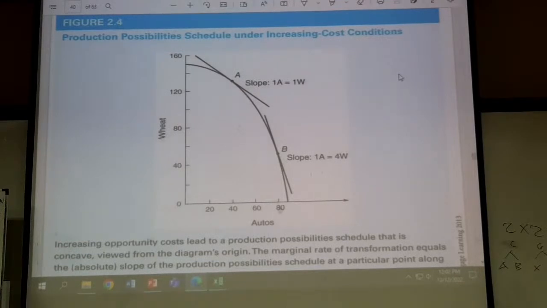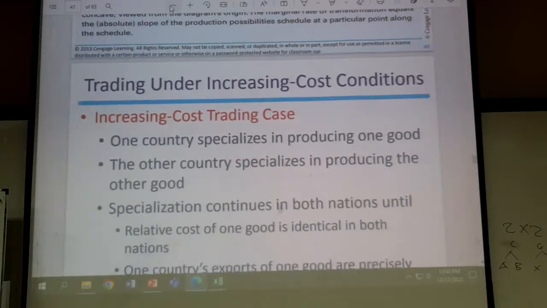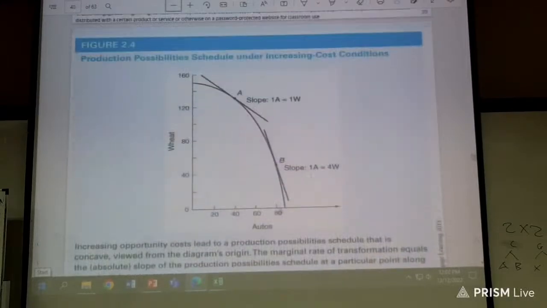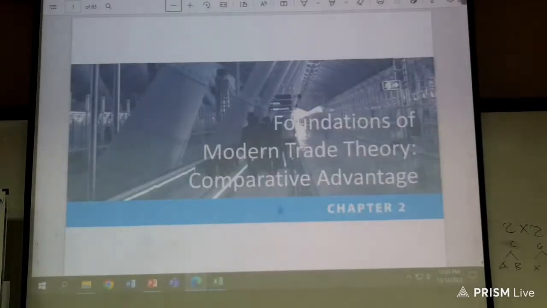So at a particular point. Here, where is it? Particular point, because it's not a straight line. Straight line, no problem. Straight line, constant cost, no matter what point. Do you understand now? Why does it happen that way?